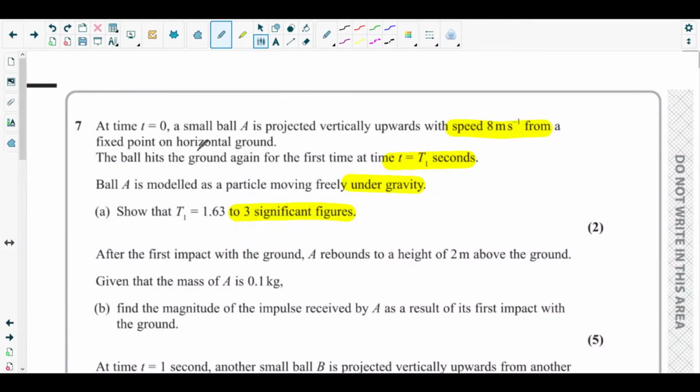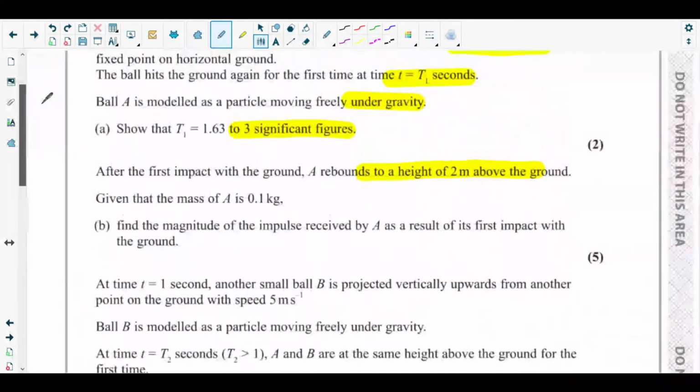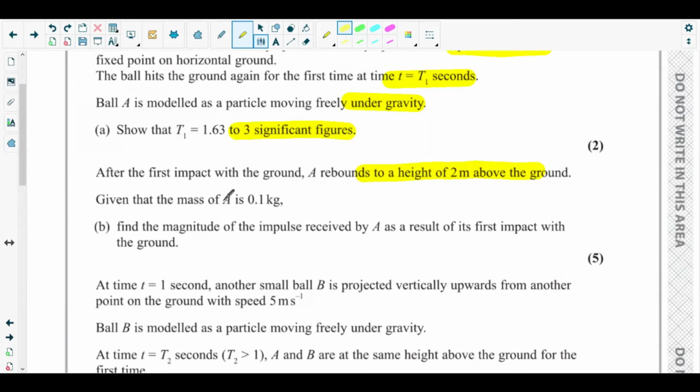Next is part B. After the first impact with the ground, A rebounds to a height of 2 meters above the ground. So after the first hit with the ground, the ball rebounds to a height of 2 meters from the ground. Given that the mass of A is 0.1 kg, the mass is given. Part B asks us to find the magnitude of the impulse received by A as a result of its first impact with the ground. So we need to find the impulse.